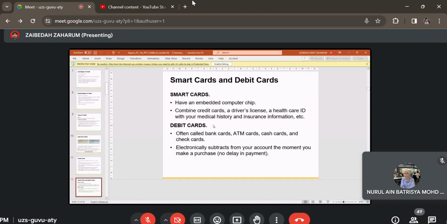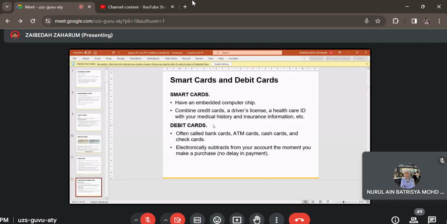So debit card ni often called bank card, ATM card, cash card and check card. Kita panggil debit card tu kadang-kadang orang panggil bank card, ATM card, cash card, check card. So dekat sini debit card tadi electronically subtract from your account the moment you make a purchase. Dia tak ada delay in payment. Macam credit card tadi, credit card dia ada delay in payment.